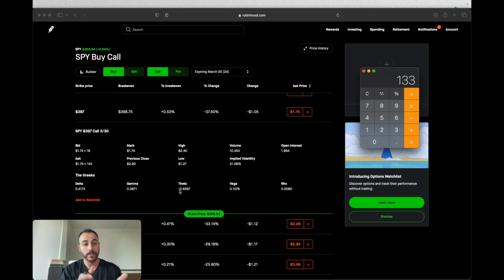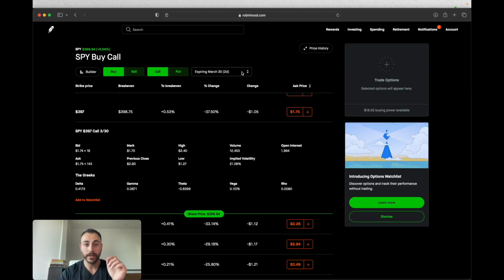So if the stock opens tomorrow and it opens flat, this option contract is going to lose $65 of its value. And why is that? Because we're going to take 0.65 and we're going to multiply that by 100, which will give us $65. And if we subtract that from 175, we're going to get a total of $110. So just by holding this contract overnight, assuming that SPY opens flat, we're going to lose $65 to time decay.